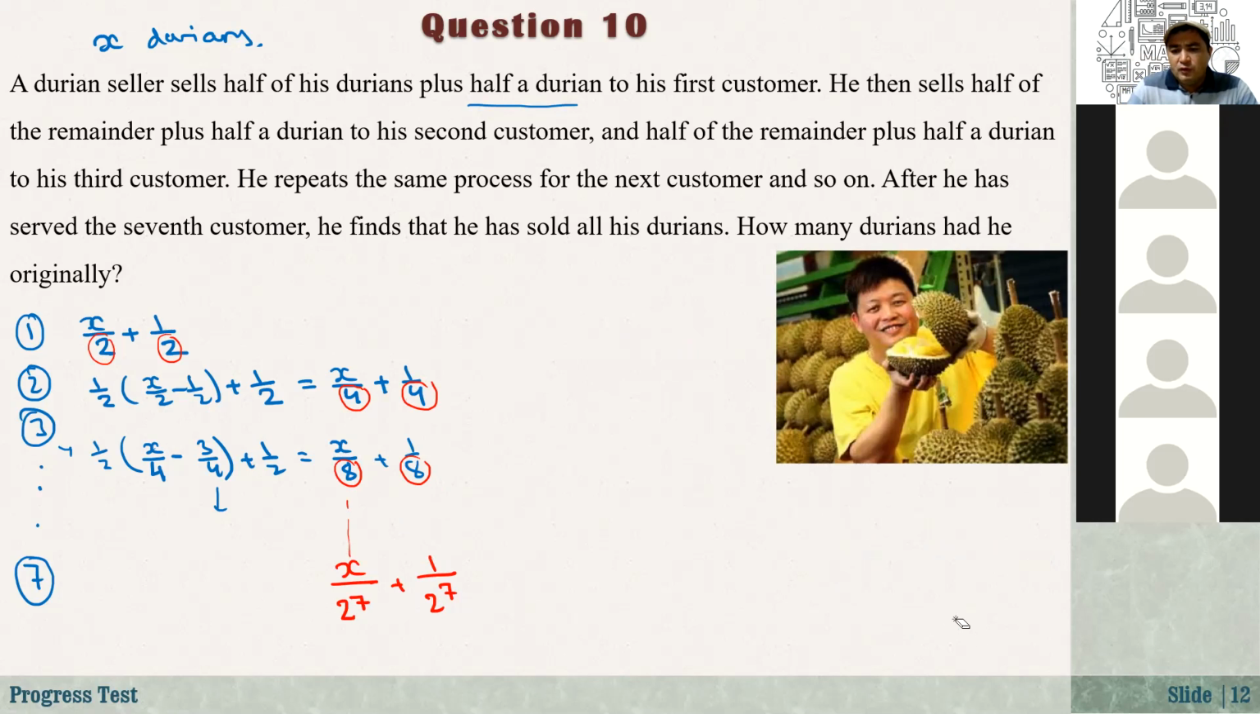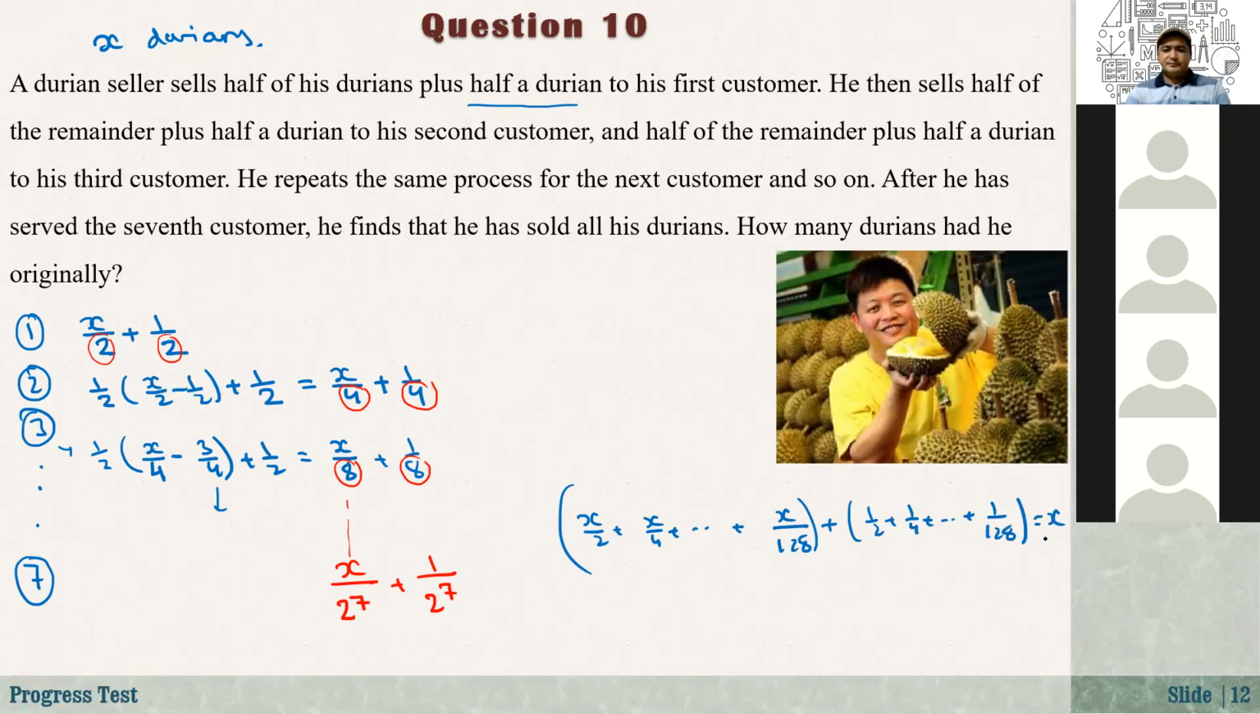Now from here, if we just add them together, it should be equal to x, right? The sum of all the sold durians must be equal to the original number of durians. That's x over 2 plus x over 4 plus ... plus x over 128, plus the other part, 1 over 2 plus 1 over 4 plus ... plus 1 over 128. On the right-hand side we have x. And that's just a geometric progression, right?